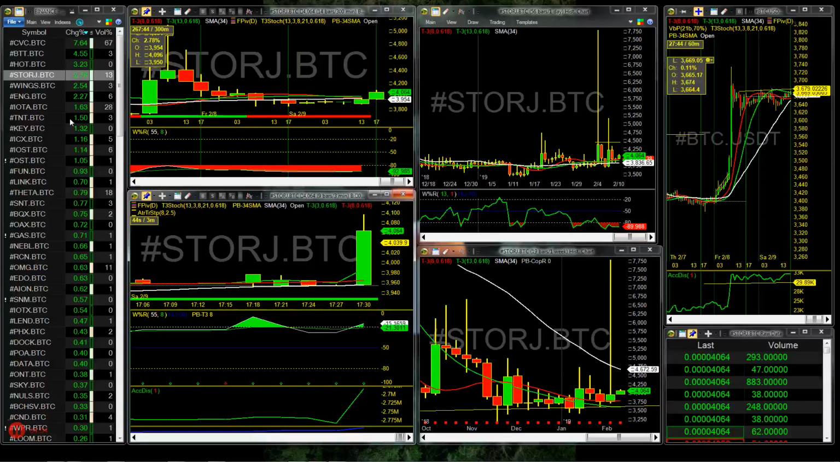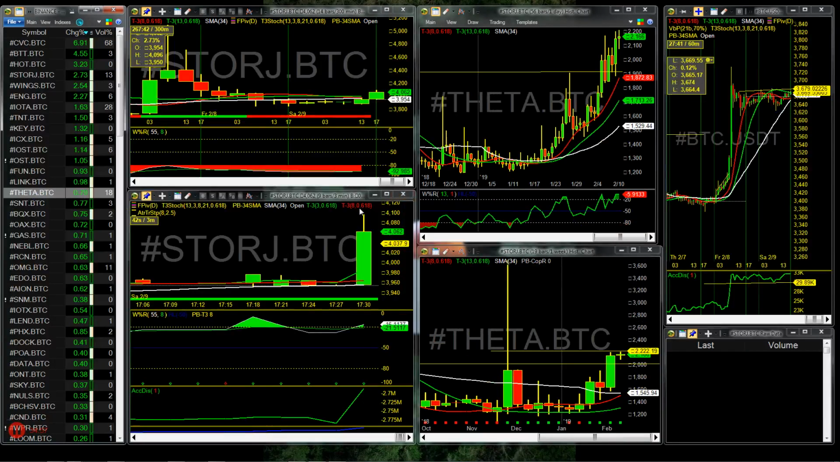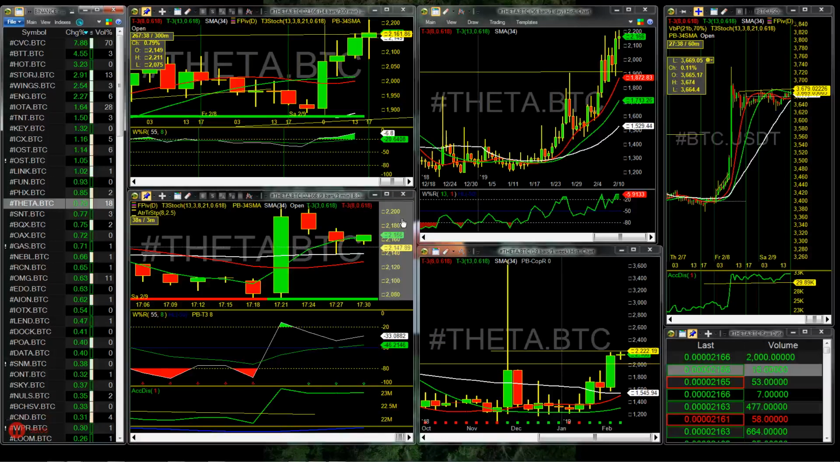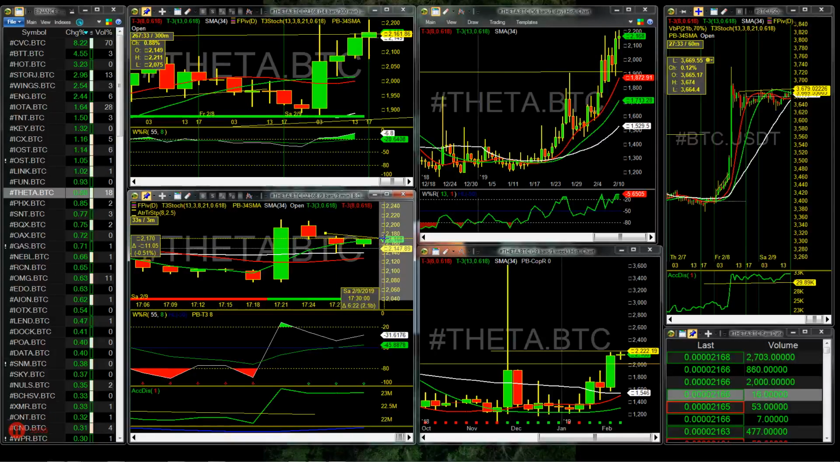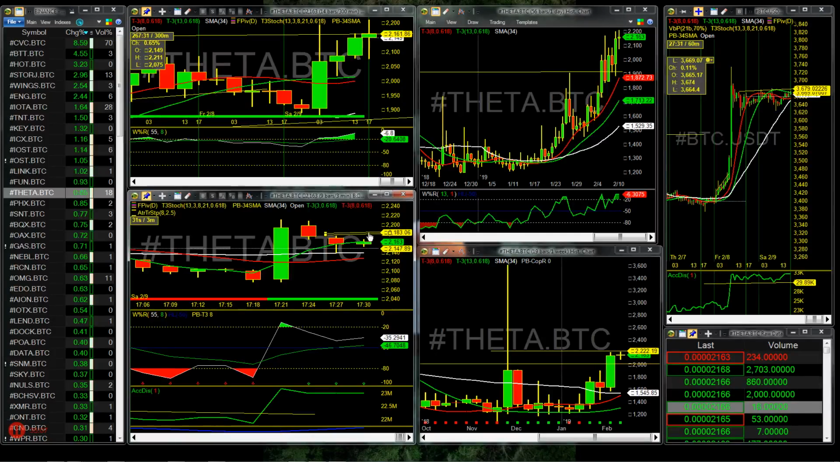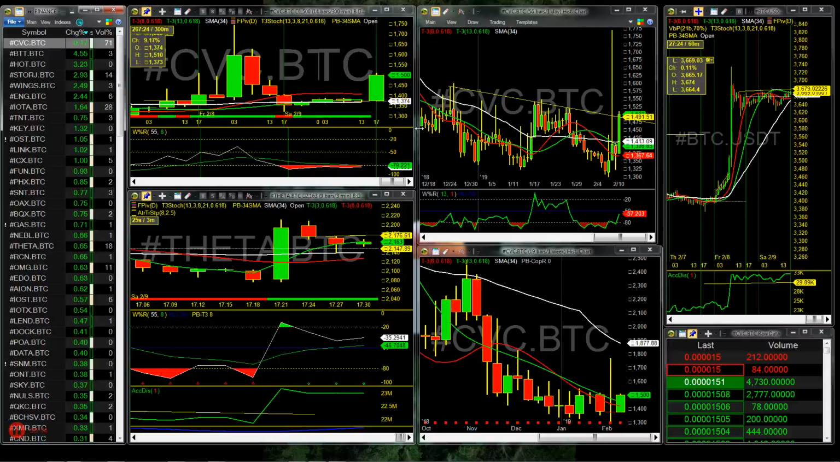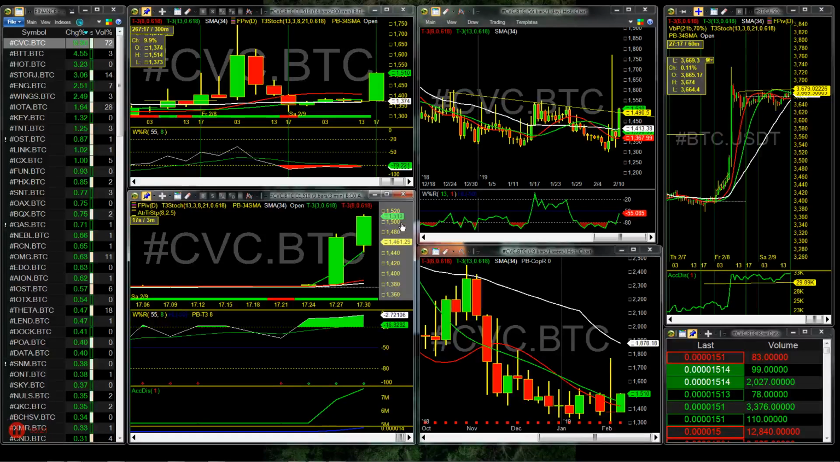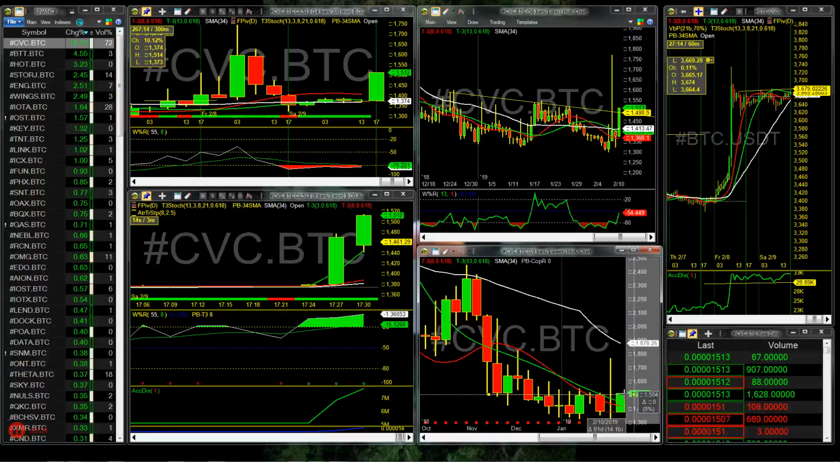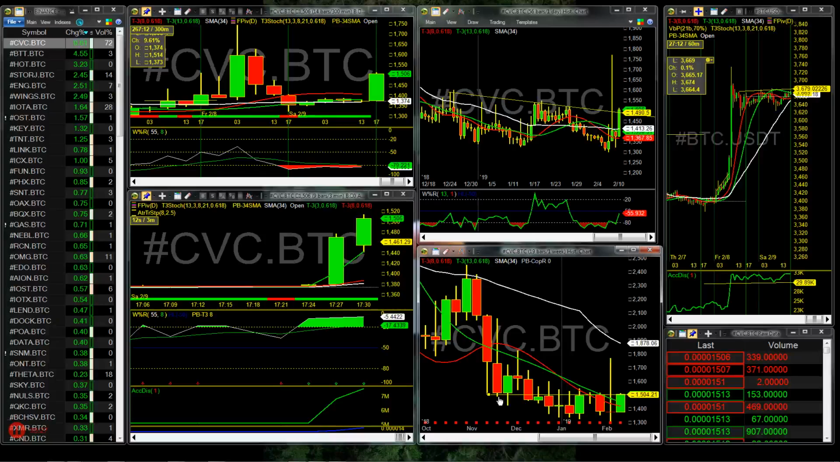So far, IOTA stalled out. There's Theta back again. Had the pop, came back in. Let's see if we can't confirm. Damn. This thing's smoking. Crossing over the daily there, down the downward trend line, breaking in the previous lows on the weekly chart.